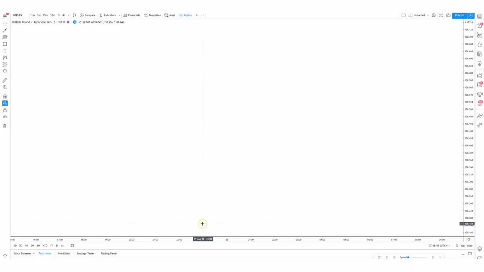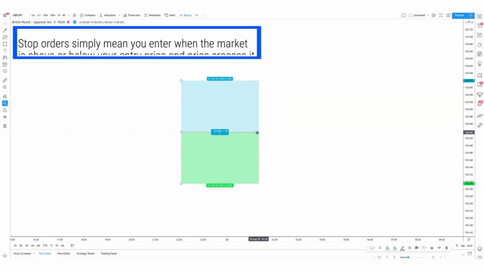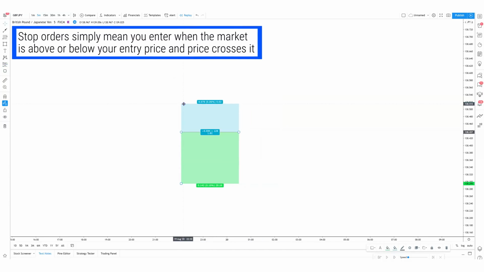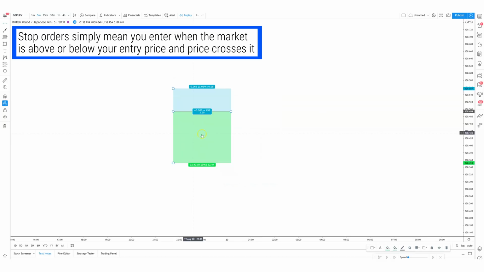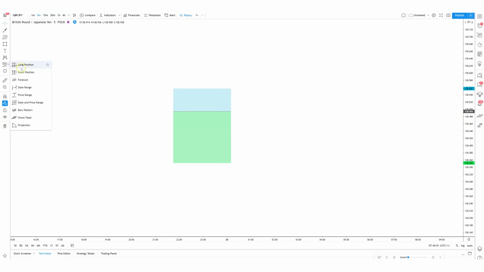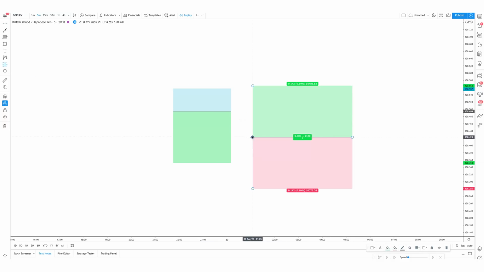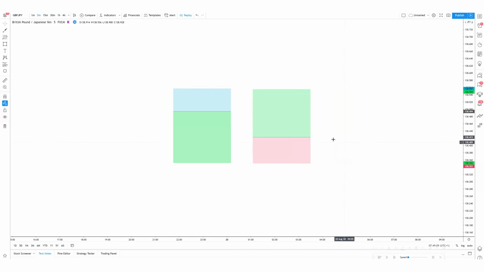So some of you might be asking, what are stop orders? Well, stop orders simply mean you enter when the market is above or below your entry price and price crosses it. Now, I'm not Investopedia and I'm definitely not a dictionary, so don't expect the best explanation from me in terms of the terminology that's used.